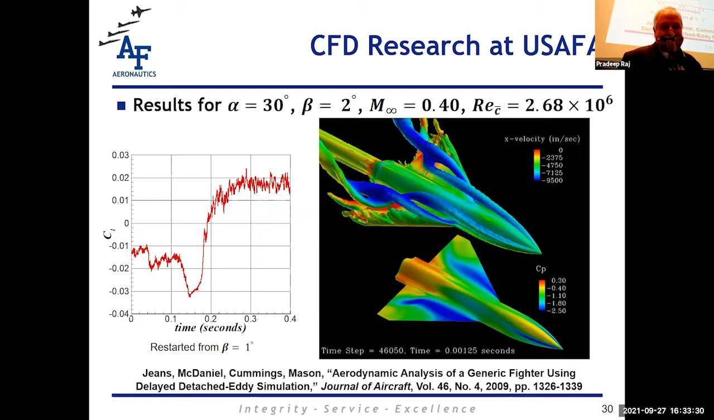This is on the left the roll moment as a function of time, where we start the simulation at 1 degree of side slip, and then we put in free stream conditions at 2 degrees. So it's a time history of going from 1 to 2. And you see, you start off at that negative roll moment, and then go to a positive roll moment and become quite unsteady. Now, we'll see if this movie works. And it doesn't look like it's going to.